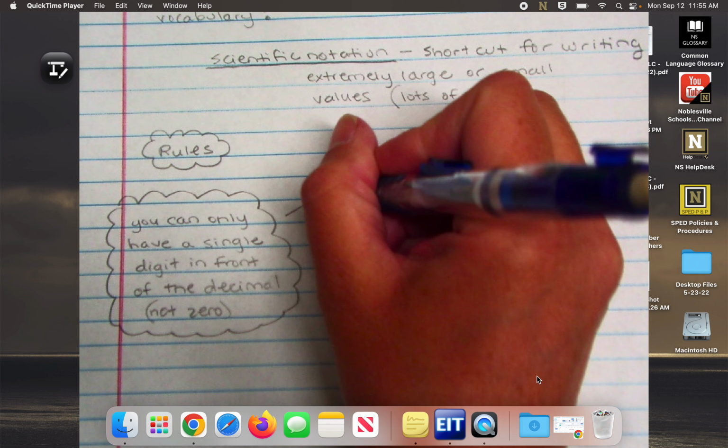Xavier? It is. Yes. It has a single digit in front of the decimal, it has a base of 10, and it has a positive or negative whole number as the exponent.